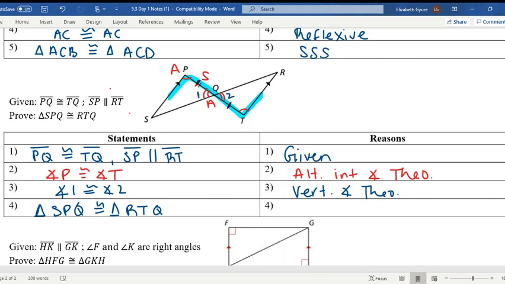So take a look at your picture. What do we think? Is this side, side, side, side, angle, side, angle, side, angle, angle, angle, side, or hypotenuse leg? Yes, very good. This is angle, side, angle. We had two angles and a side, and your side connects the two angles, so it has to be angle, side, angle. All right.